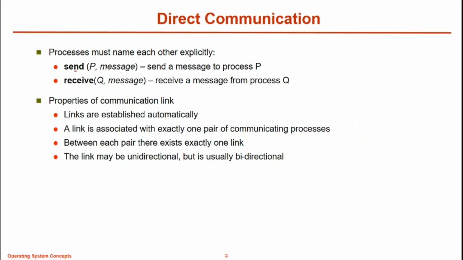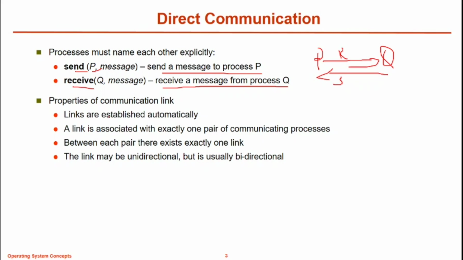Direct communication: send and receive. If you want to send a message to process P and receive a message from process Q, so P and Q are there. Then while sending messages, there is send a message from Q to P, where Q is the sender and P is the receiver, and receive message from Q. This is what the condition says: this is send and this is receive.